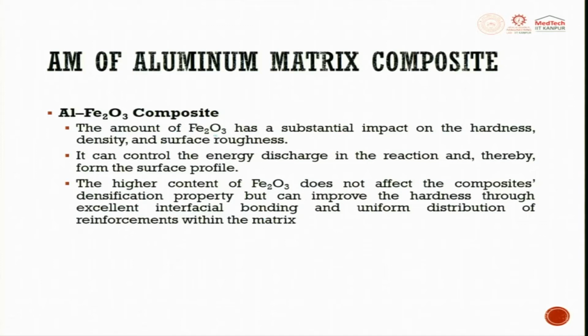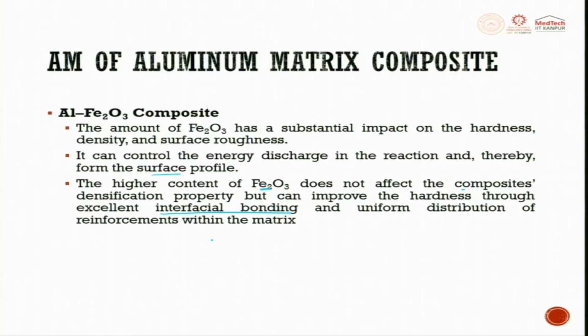The amount of iron oxide has a substantial impact on the hardness, density and surface roughness. It can control the energy discharge in the reaction and thereby form a surface profile. The higher content of iron oxide does not affect the composite densification property, but can improve the hardness through the excellent interfacial bond. Interfacial bond is also one important thing as far as metal matrix is concerned.